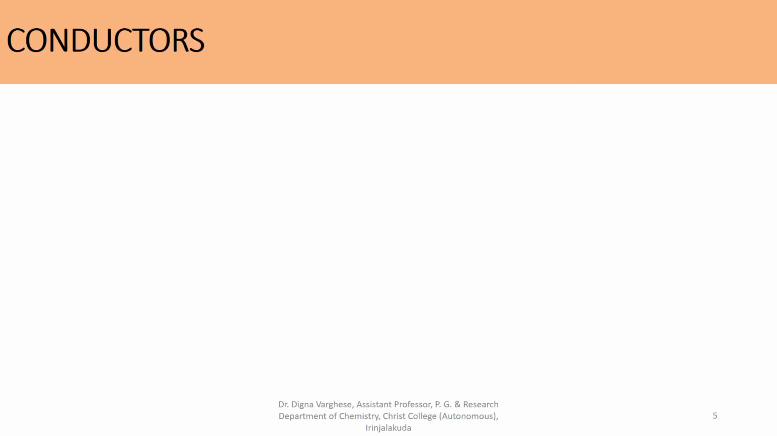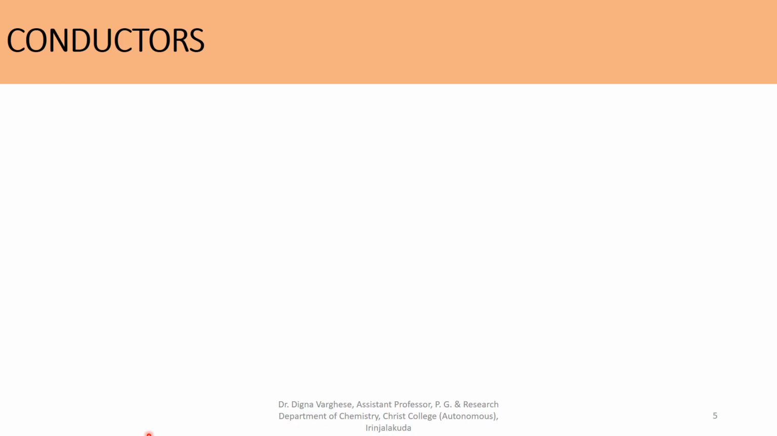Conductors. We know a conductor is a substance that allows electric current to flow through it. There is another term in connection with conductance, that is insulator. That is a substance that does not allow any electric current to flow through it.